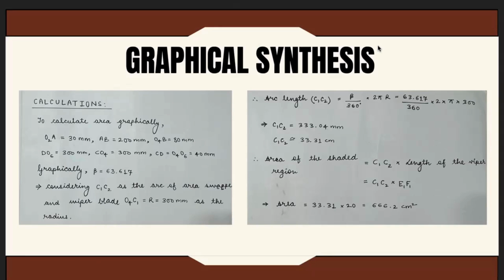To estimate the total wiped area by the blade, we multiply this arc length by the effective blade length E1F1. From this, the area of the swept region comes out to be approximately 666.2 centimeters square. This graphical approach helps us clearly visualize the mechanism's motion and accurately determine the wiped area of the windscreen. Finally, the simulation part using SolidWorks will be explained by Pawan.